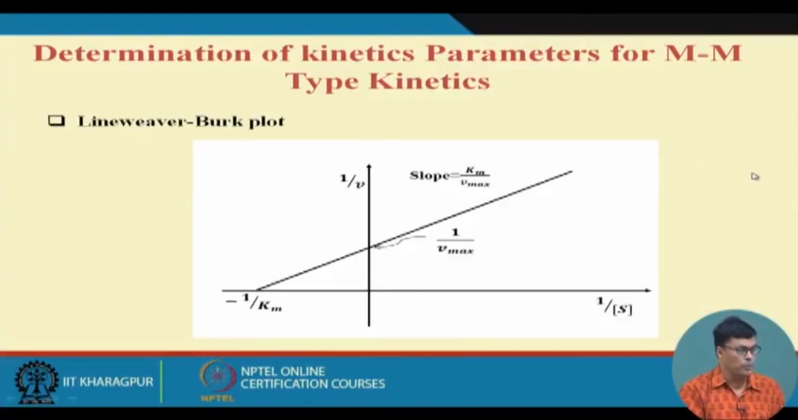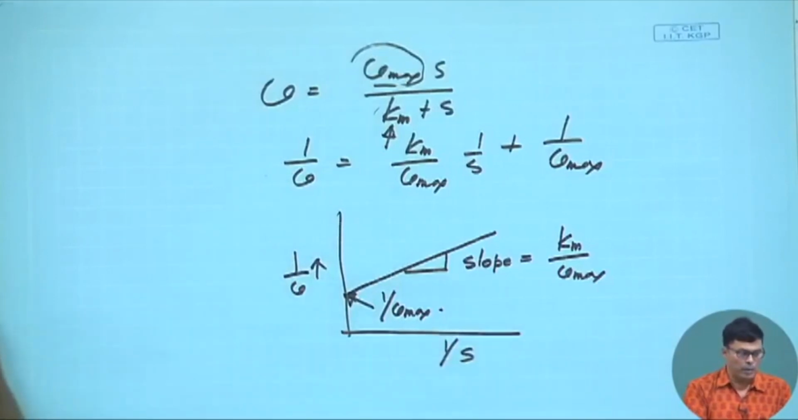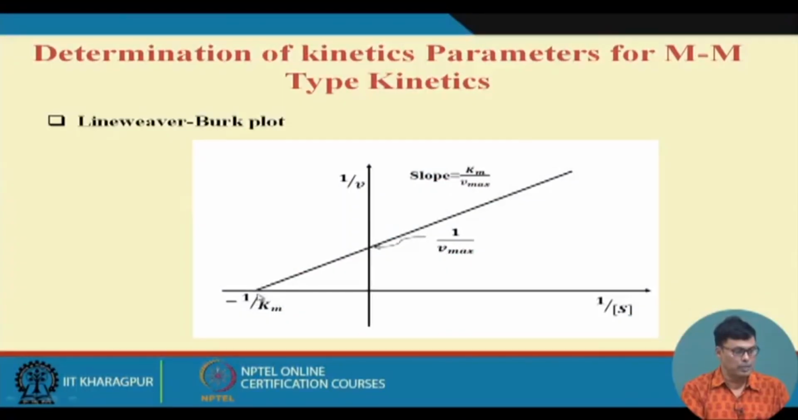Now I can show you here that the slope is Km by Vmax and the intercept is 1 by Vmax. At the intercept on the x axis, 1 by V equals 0, and if you put 1 by V equal to 0, then you will find minus 1 by Km is equal to 1 by S. So from the intercept also, you can easily find out the value of Km.